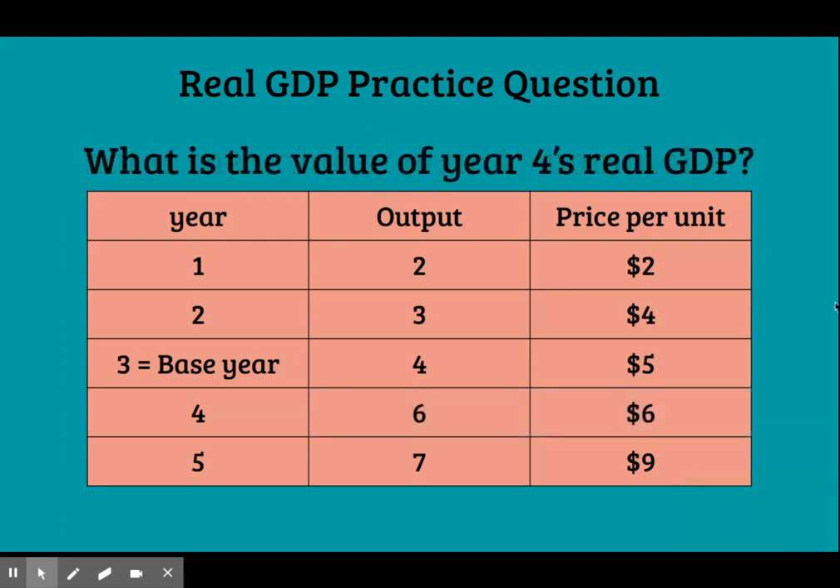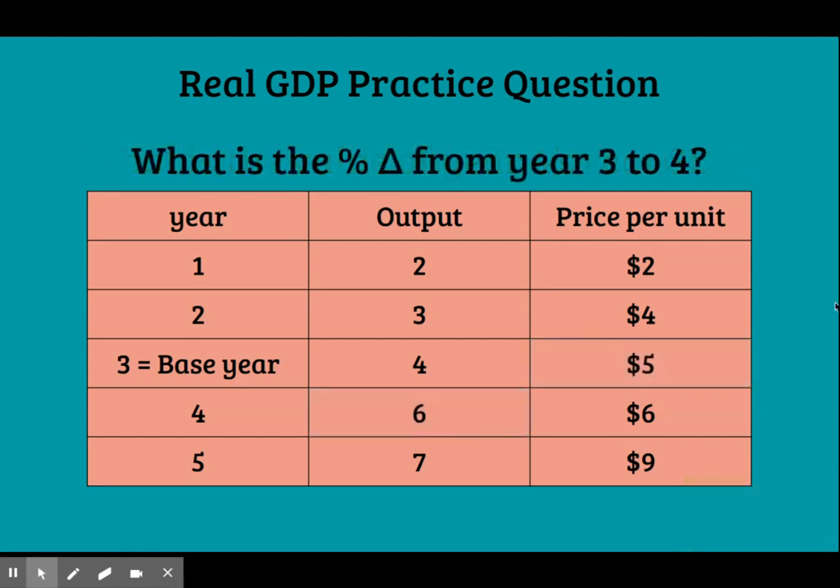Now let's find the real GDP for year 4, using year 3 as our base year. This requires us to multiply the number of units produced in year 4 by the price of the good in year 3. Doing this gives us a real GDP of $30. Now let's find the percentage change in real GDP from year 3 to year 4.